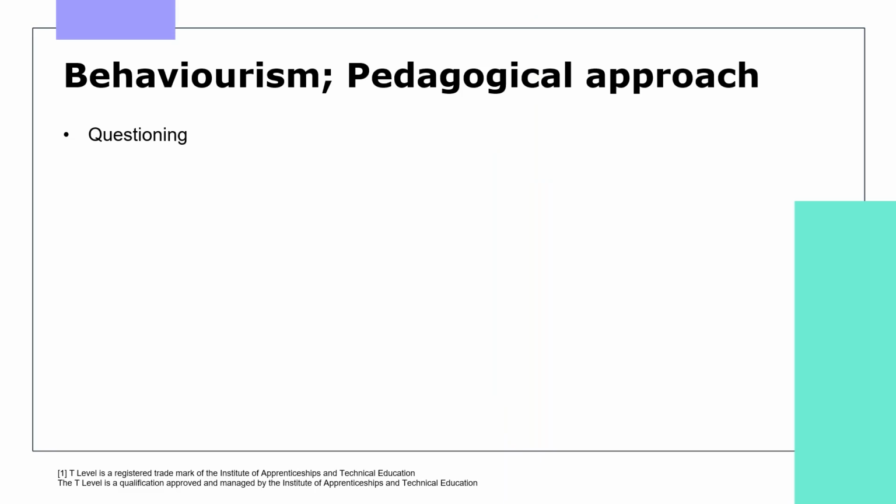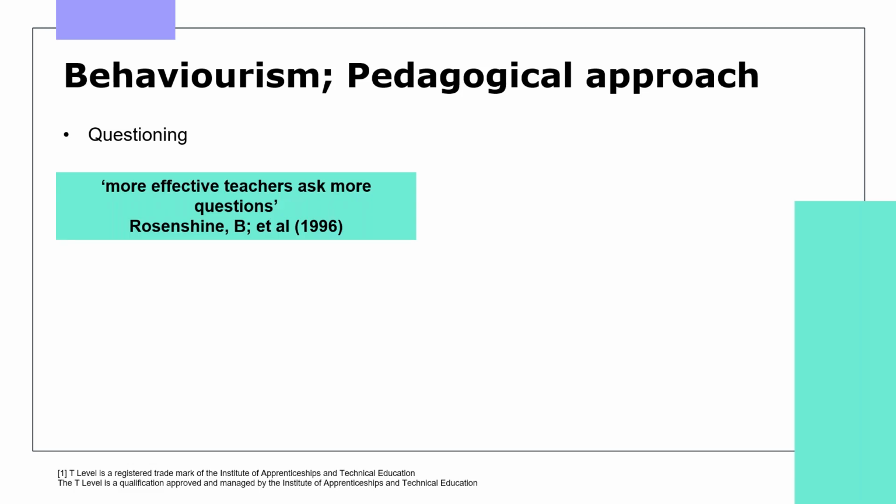So, what pedagogical approaches support behaviourism theory? Let's begin with questioning. Behaviourism focuses on the idea that all behaviours are learned through interaction with our environment, and questioning is an important tool to support children to interact with their environment. Effective questioning is a skill that needs to be developed, but which has the power to transform teaching and learning.